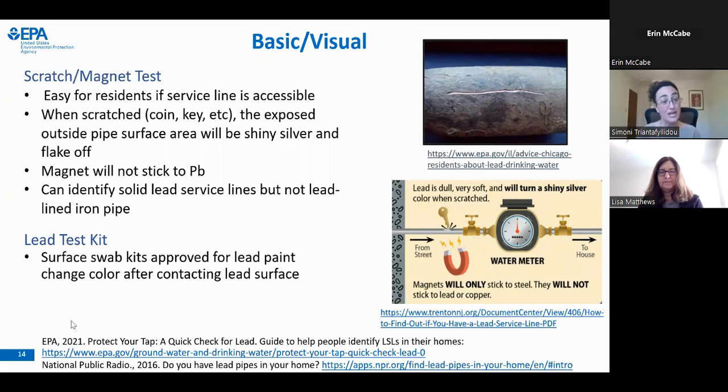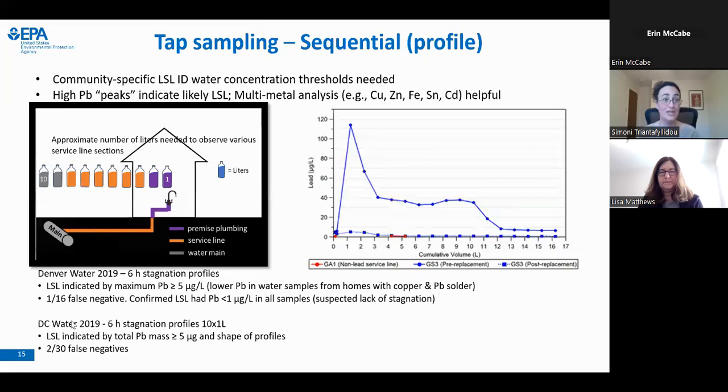The National Public Radio a few years ago had some advice for residents on how to identify lead pipes in homes, and the link to that is offered below. And more recently, the EPA in 2021 also published a guide to help folks identify lead service lines in their homes, and the link is also offered at the bottom here.